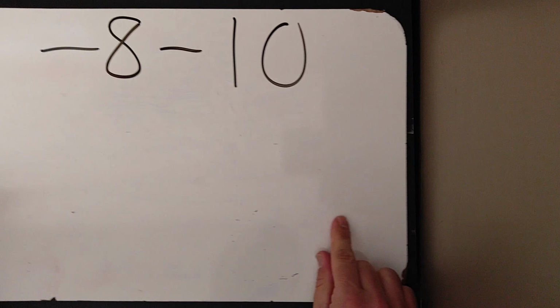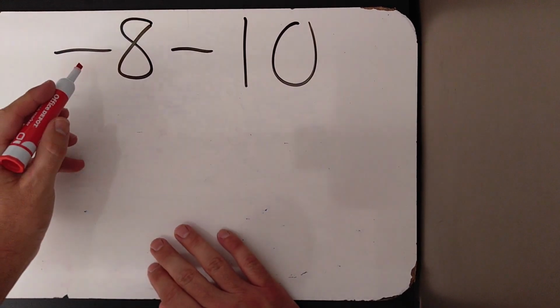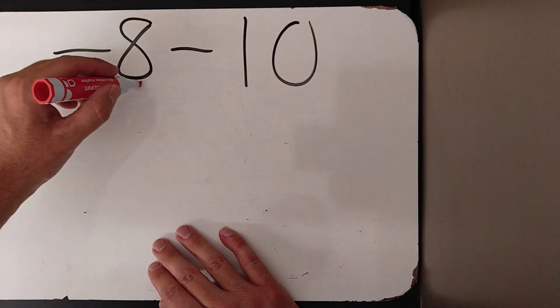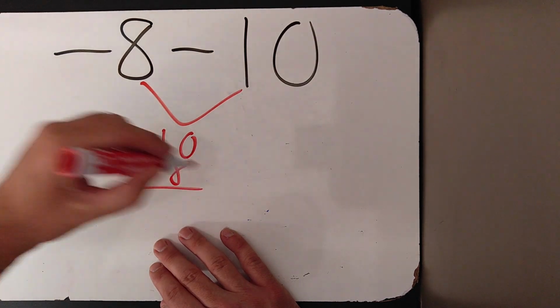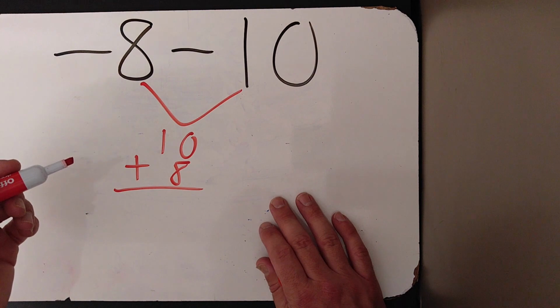The next problem is -8 minus 10. If they have the same sign, you would add the numbers together. So you would take the 10 plus the 8 because they're both negative. So you're adding these two negatives together.